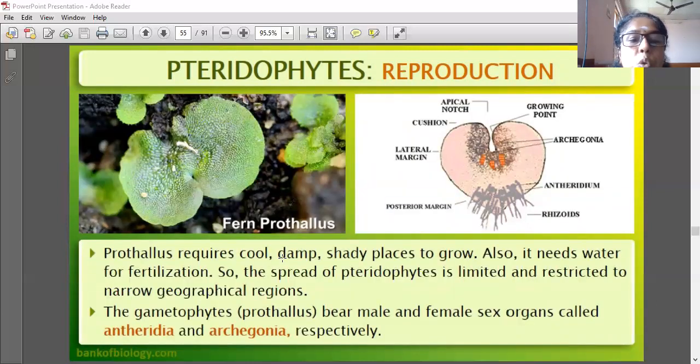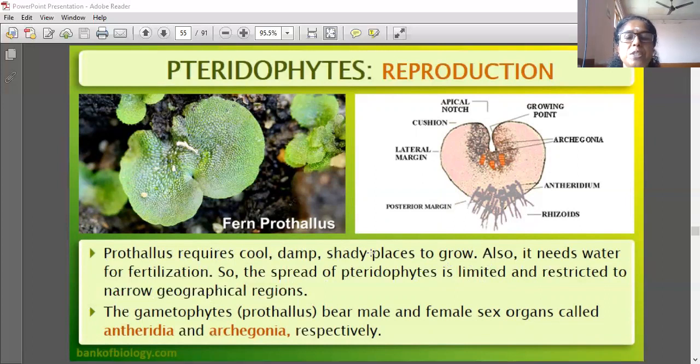The prothallus requires cool, damp, shady places to grow. Also, it needs water for fertilization. So the spread of pteridophytes is limited and restricted to narrow geographical regions only. It grows only in cool, damp, shady places, so its growth is restricted to those areas.